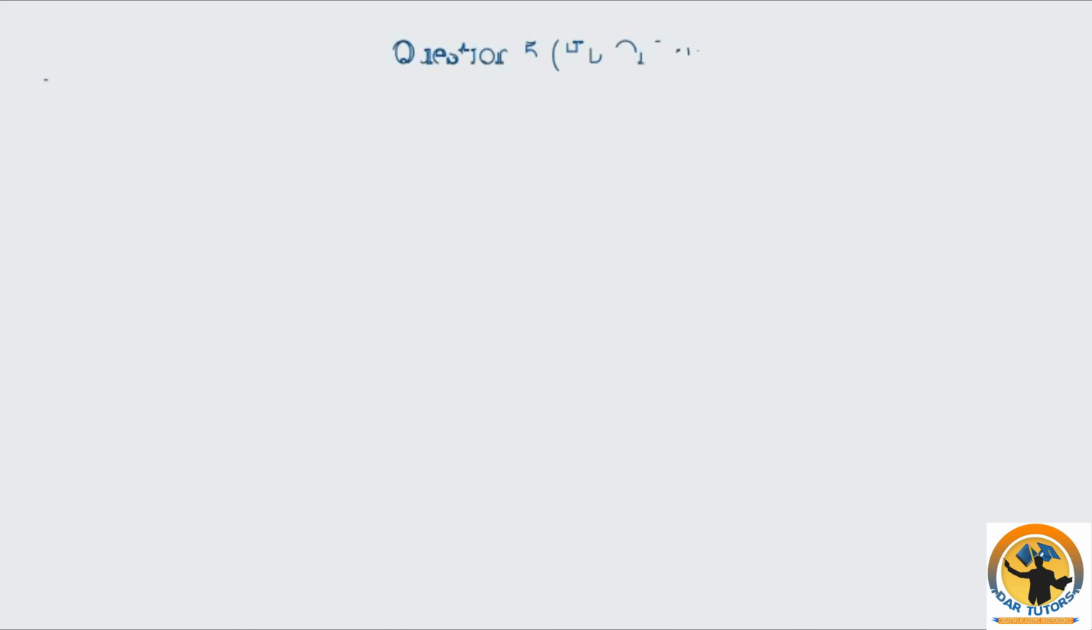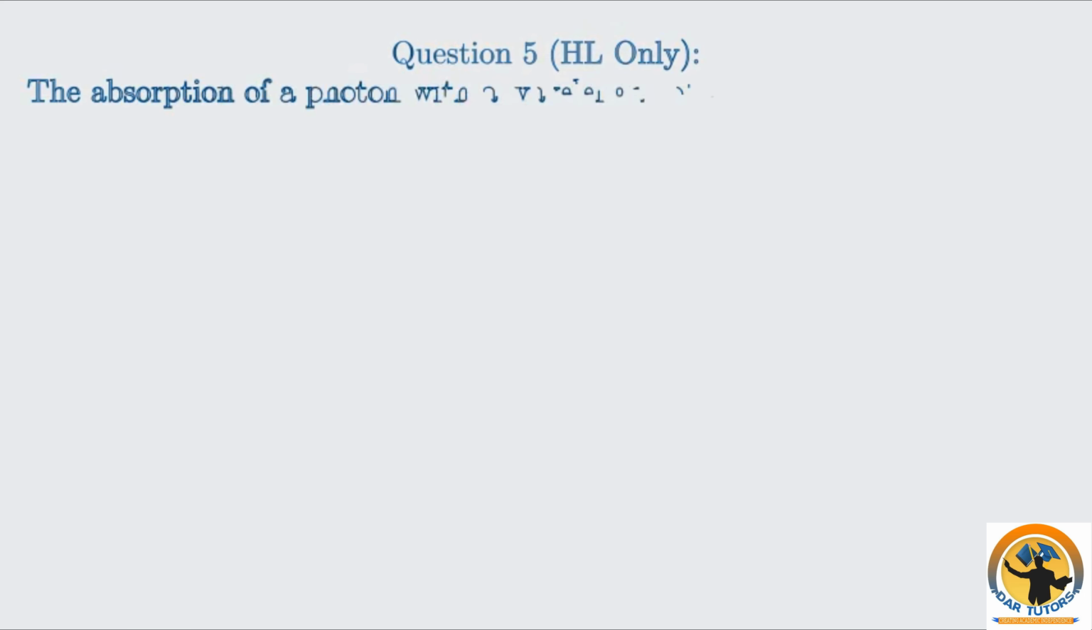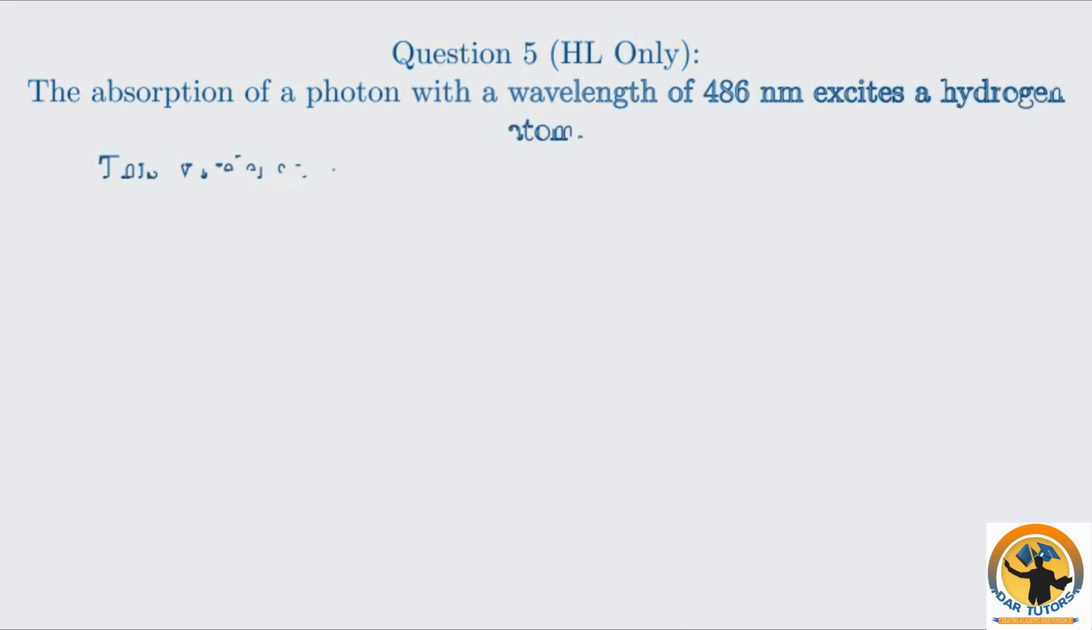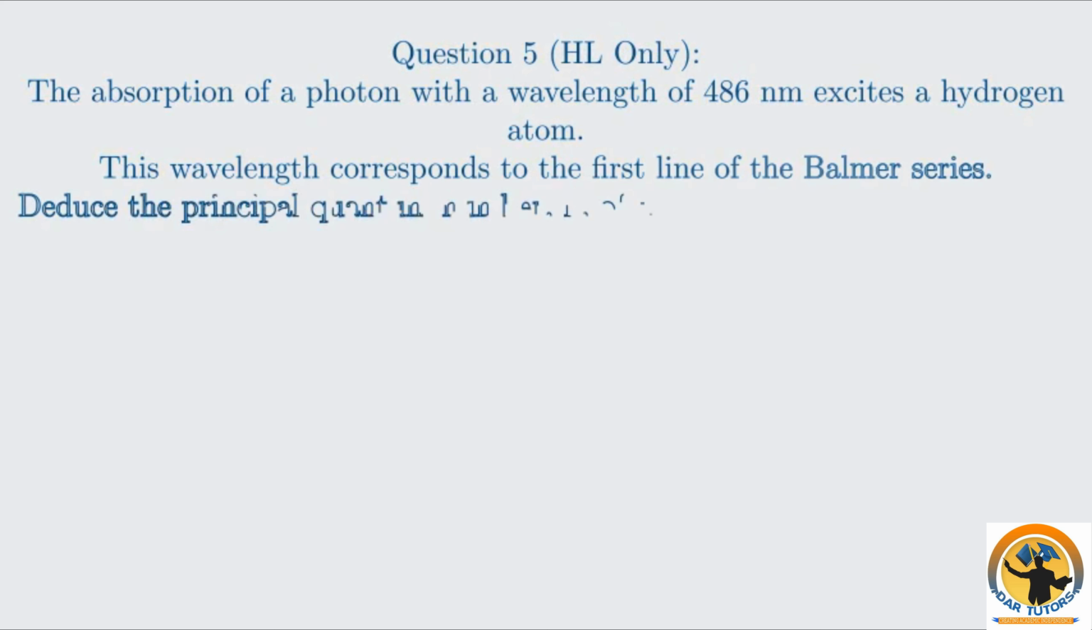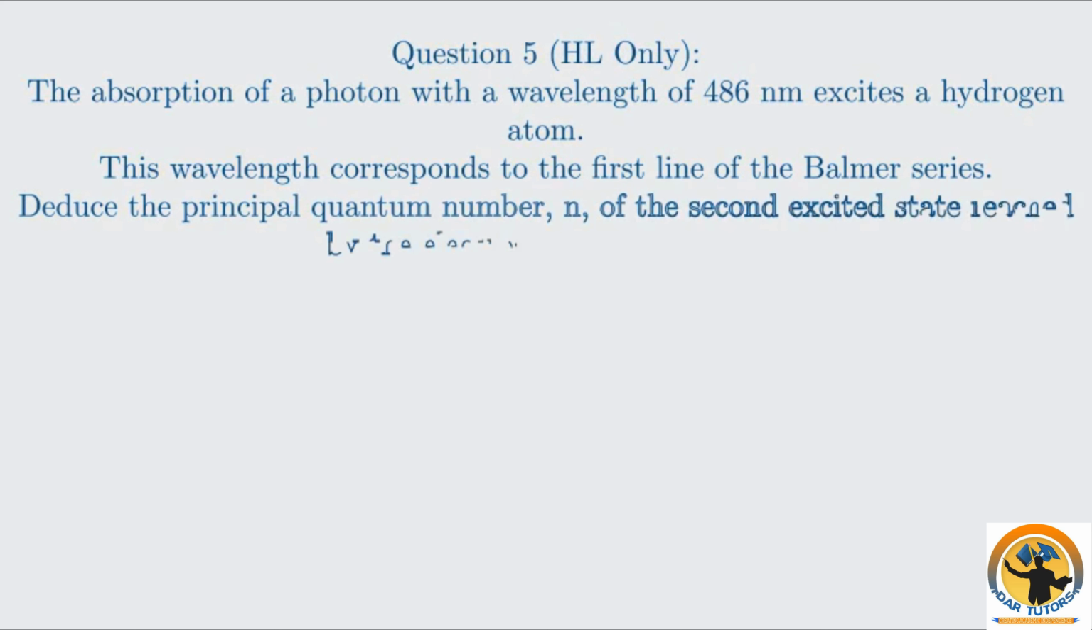Our final question is another calculation. The absorption of a photon with a wavelength of 486 nanometers excites a hydrogen atom to its second excited state. We need to find the principal quantum number n of this second excited state. Pause and think about what the term second excited state means in terms of the principal quantum number. Let's work through this one.